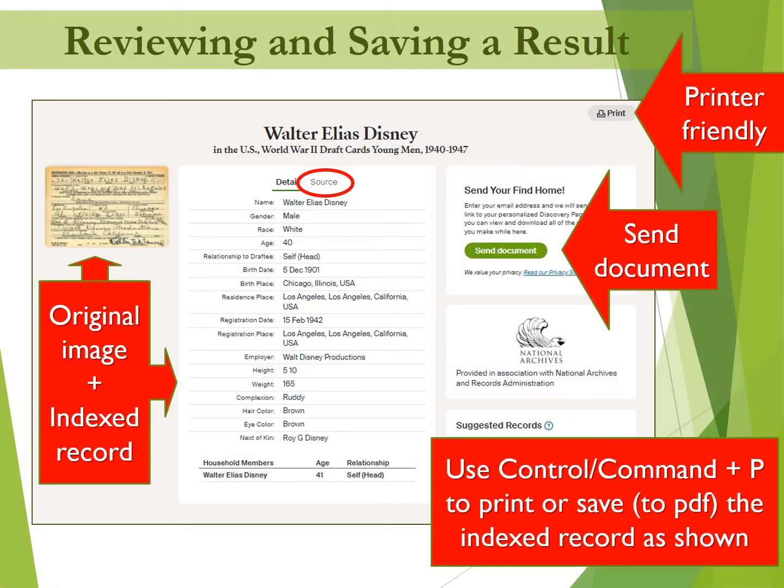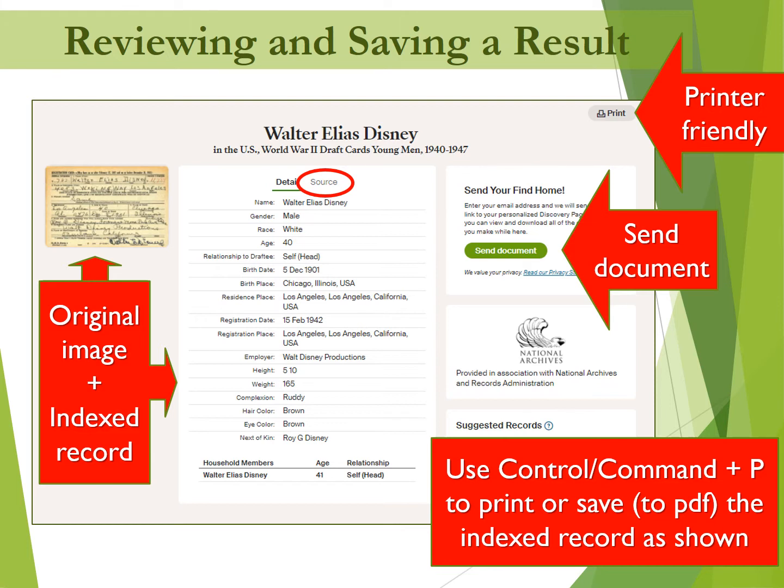This slide shows the information initially displayed when we selected the World War II draft card entry from the results of our Walter Disney search. Please note 3 things. 1. The indexed result shown here includes the image of the original document in the top left, which you can open and view in Ancestry Library Edition. While the indexed non-handwritten version is easier to read, you should always take advantage of the opportunity to read the original for additional information and possible errors in the indexing process.